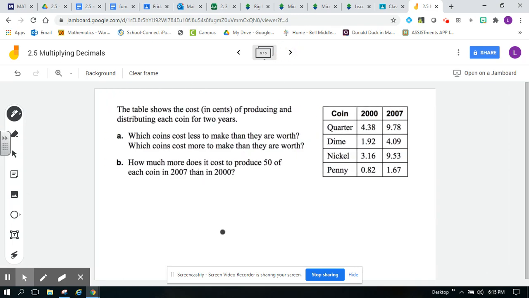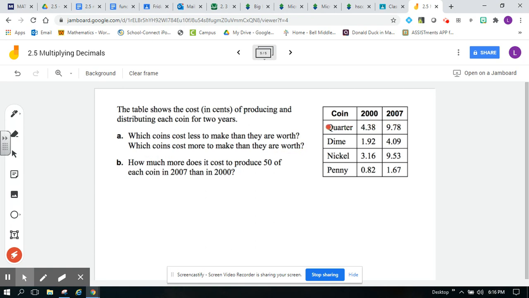The table shows the cost in cents of producing and distributing each coin for 2 years. Which coin costs less to make than it's worth? Which coin costs more to make than it's worth? How much more does it cost to produce 50 of each coin in 2007 than in 2000? So as I start to look at this, I'm going to start with my 2000s.